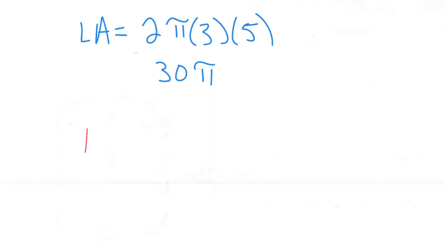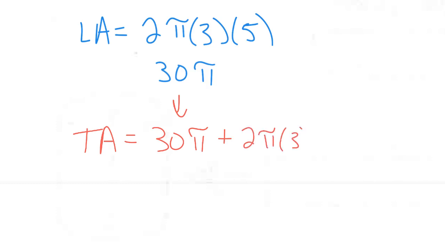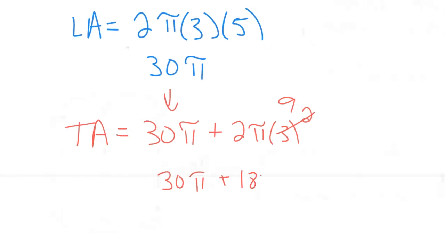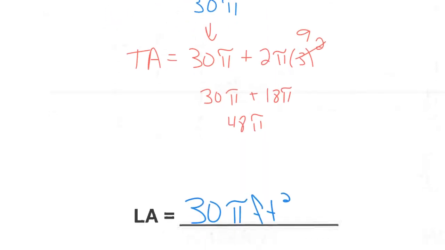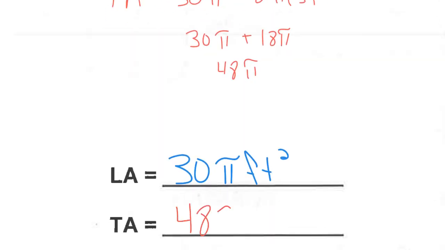Now let's find total area. We already found half of it with the 30 pi. Now we just have to plug in r into 2 pi r squared. So I have 2 pi times 3 squared. That gives me 9 times 2 is 18 pi. And again, I can add those together and get 48 pi. So my total area is 48 pi feet squared.